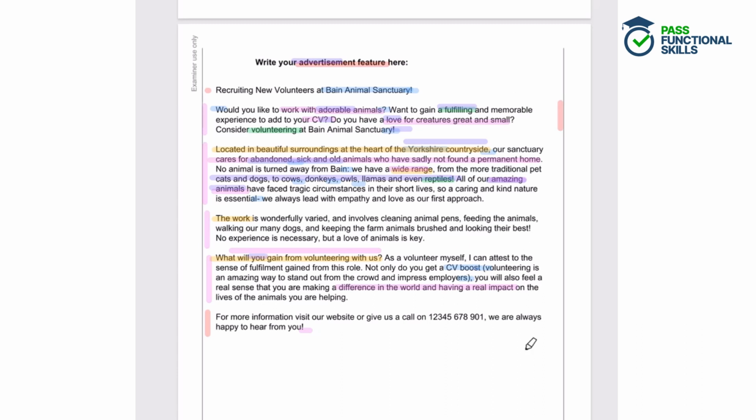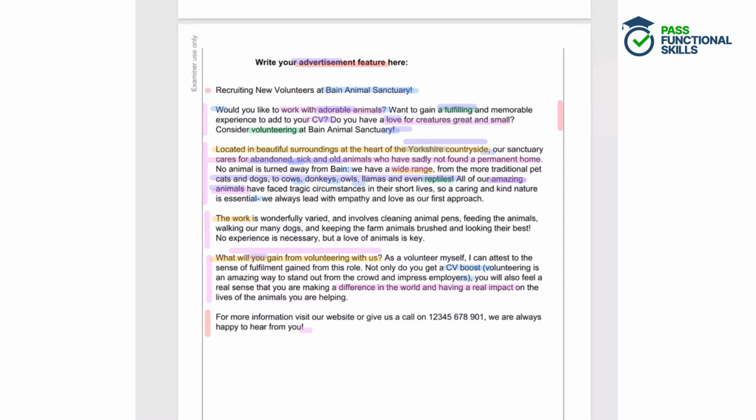So make sure that you are using persuasive techniques if you are writing an advert, and make sure that you're providing facts and information as well. Make sure that you are tailoring your responses to the audience and purpose, and focusing on the purpose set out in the question throughout any of your responses.